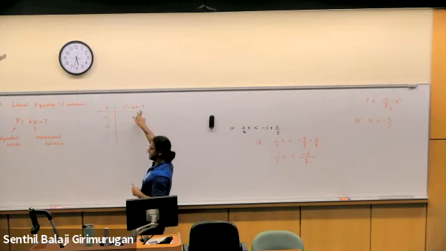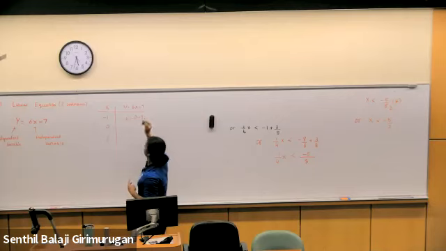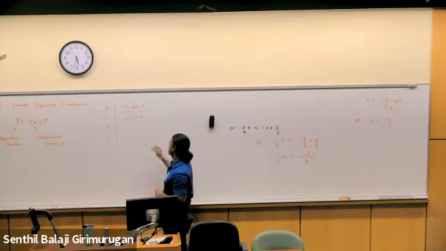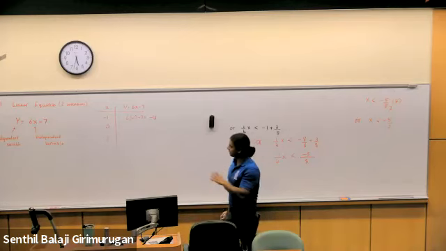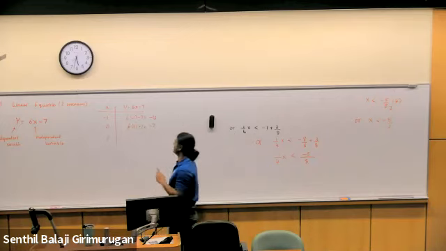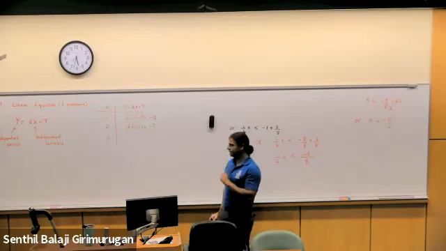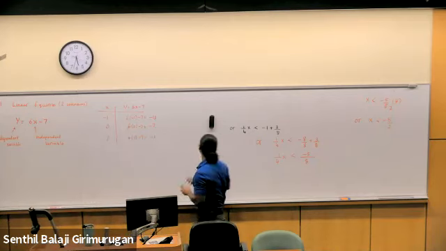When we plug in -1, we would have 6 times -1 minus 7, -6, -7, you get -13. When we plug in 0, 6 times 0 is 0, 0 minus 7, -7. 6 times 1 minus 7, 6 minus 7, we get -1.